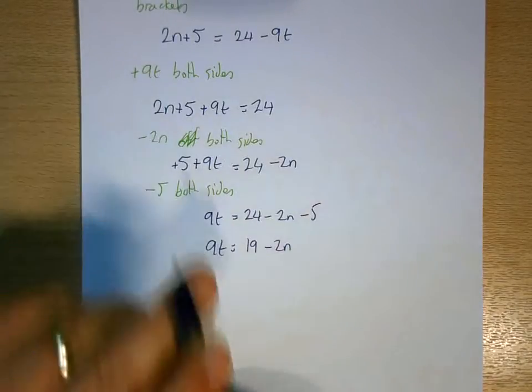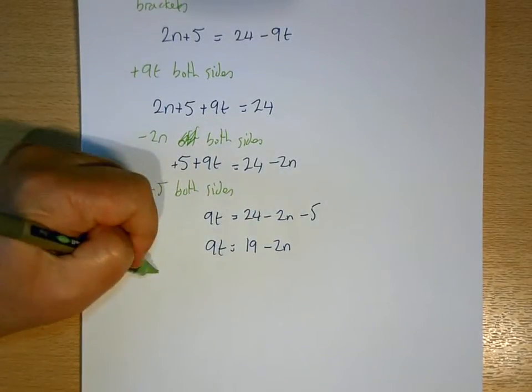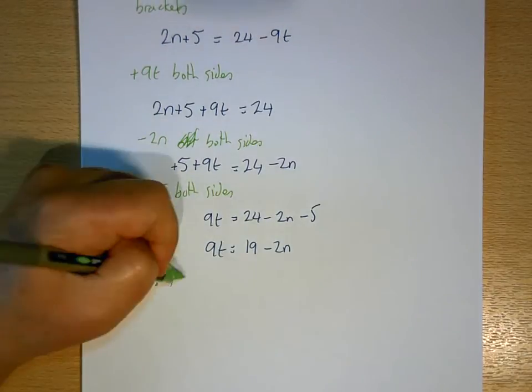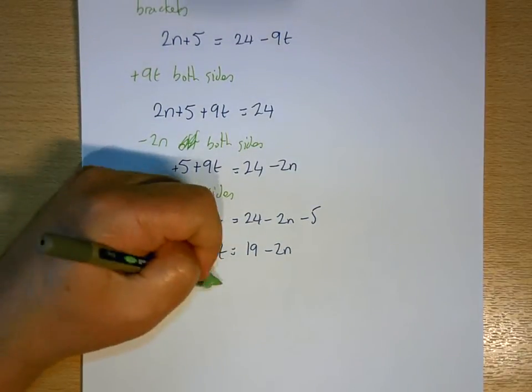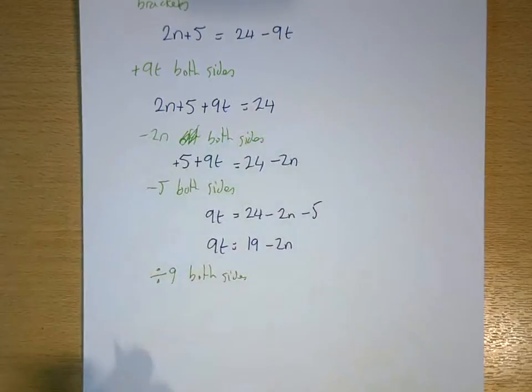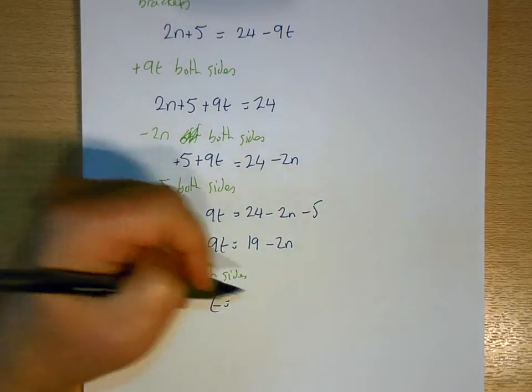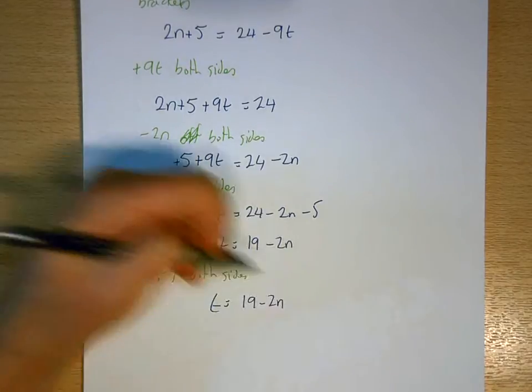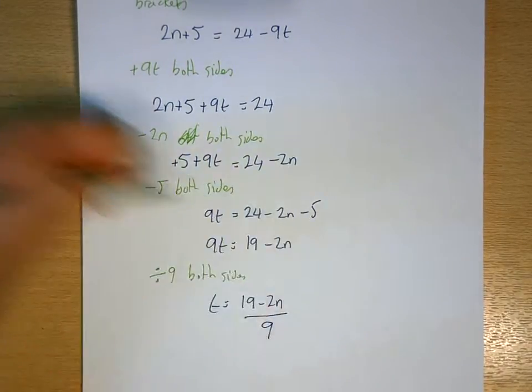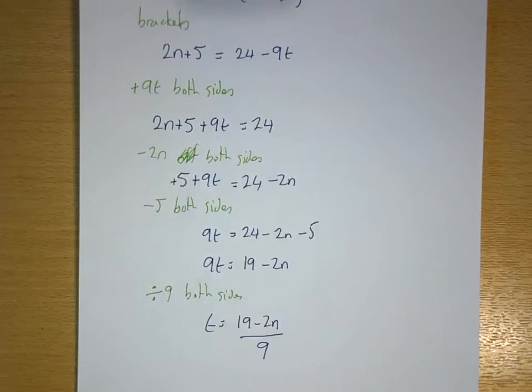Now finally deal with the 9. Should be getting used to this by now. Divide 9 both sides. We'll get rid of that, leaving me t equals 19, take away 2n, all over 9.